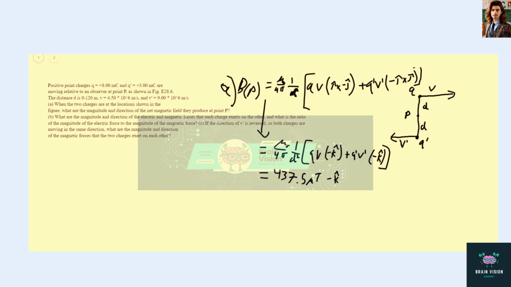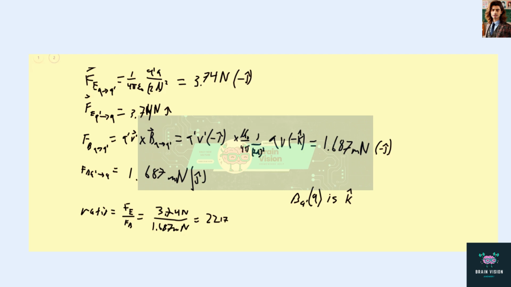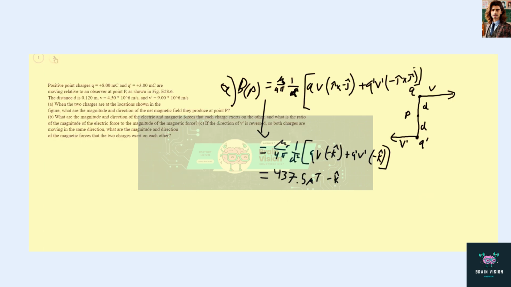So Q prime acting on Q. That's going to follow the right-hand rule. That's going to be a magnetic field out of the page here. So that means that when Q is moving to the right, that's going to be i hat crossed with k hat, and it's going to result in a force that is negative j hat. So that one's going to be pulled down.